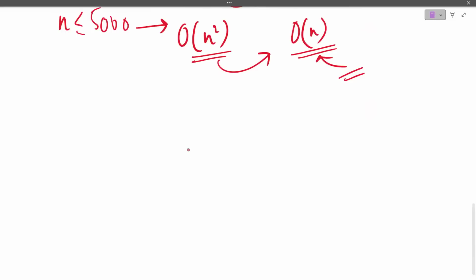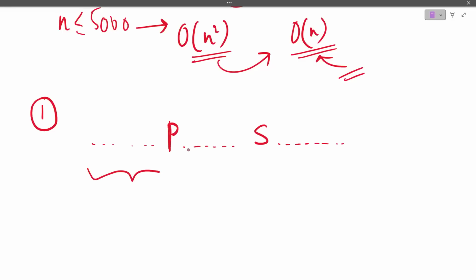So realize this, think about this. Suppose in some string I have a p here and then I have an s here. Now what does this p indicate? This P indicates that this part of the permutation must be a permutation in itself, right?